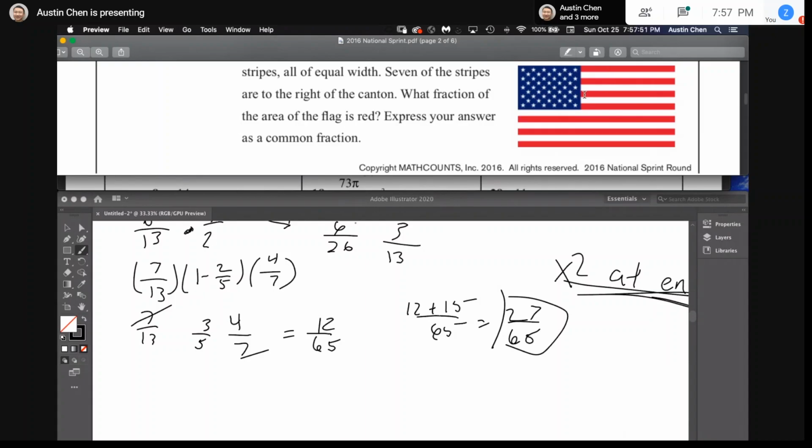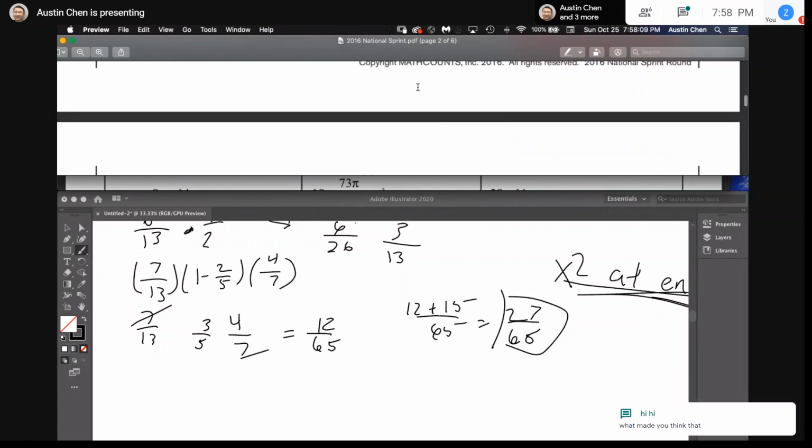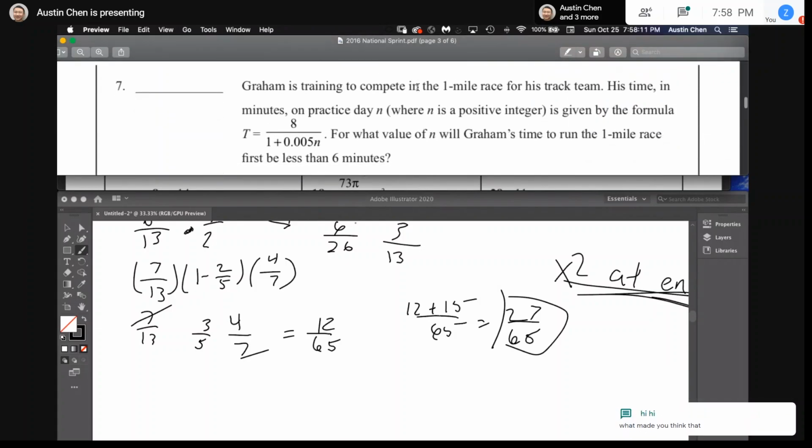Oh, and am I going too fast? I was trying to go as fast as I can because I thought these problems were pretty easy, but I don't know. Okay, I'll keep going at this pace until my voice dies.